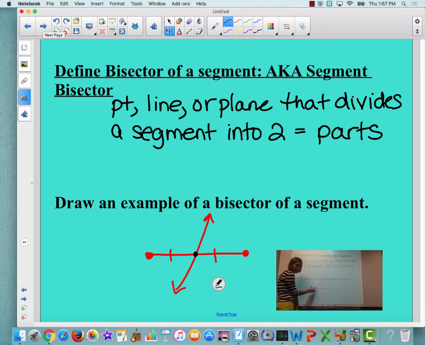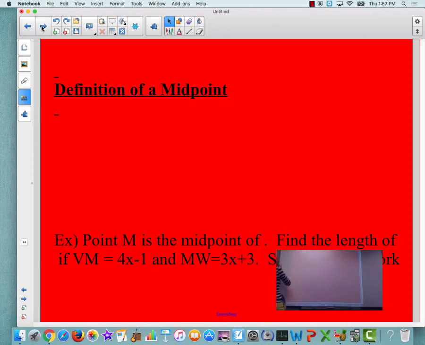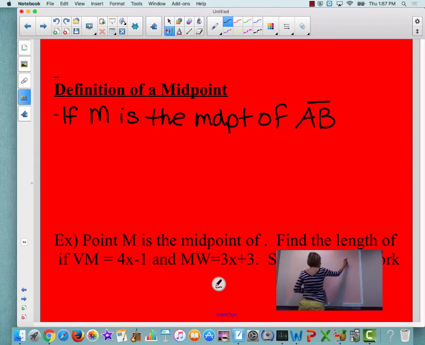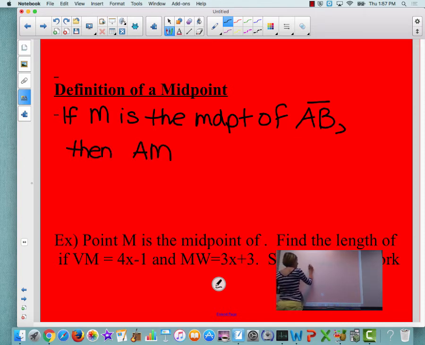That middle point is called the midpoint. The definition of a midpoint: the midpoint is the middle of a segment. But the definition we're going to be using is, if M is the midpoint of segment AB, then segment AM is congruent to segment MB.